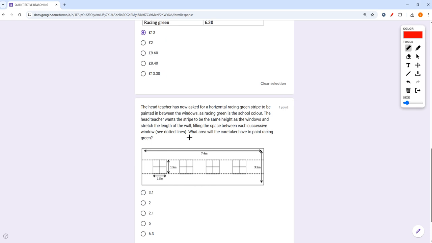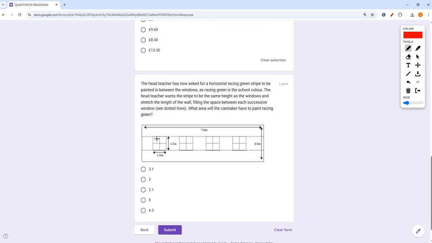Next question. A head teacher has now asked for the horizontal rows to be painted in between the windows. In between the windows. That means this one, this one, this one, this one, and this one. The head teacher wants the stripes to be the same height. Height is how much? 1.5. Height stays 1.5. Has to be a multiple of 1.5.